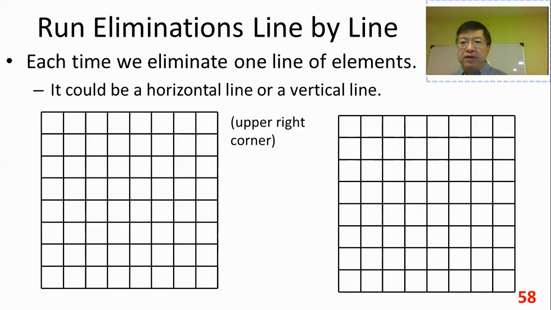So if we are given a square or a rectangular area, yeah, because after elimination, we may not always get a square shape. So sometimes we may get a rectangular shape. But in any case, we can always find the upper right corner element. Okay, so this one. So let's start with this element.